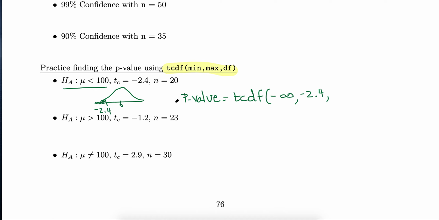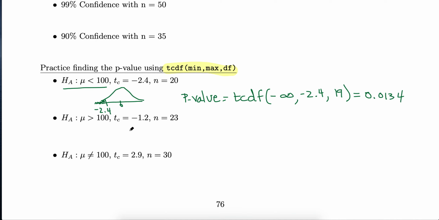And the last part that's different, we need our degrees of freedom. Since n is 20, our degrees of freedom is n minus 1, or 19. And if you work that out on your calculator, maybe pause, give it a try. The TCDF, by the way, is in the same place your normal CDF was. Just scroll down a little bit. You should get 0.0134.